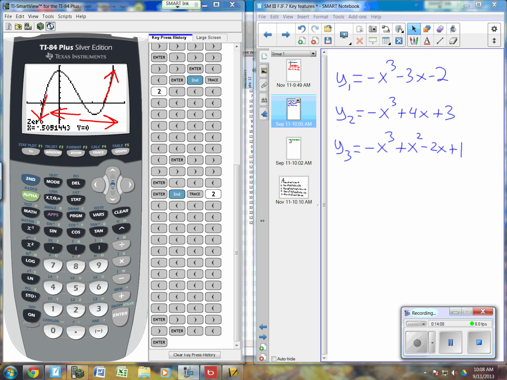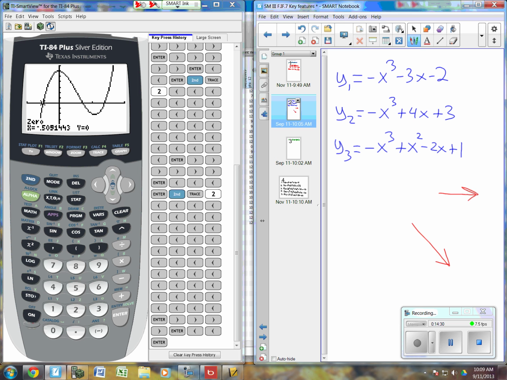Okay, let's look at this one right here. What did you notice about the end behavior of all 3 of these? As you go to the right, what are they all doing? They're all going down to the right. What about as you go to the left? As we go to the left, it's going up. So it's down to the right and up to the left.